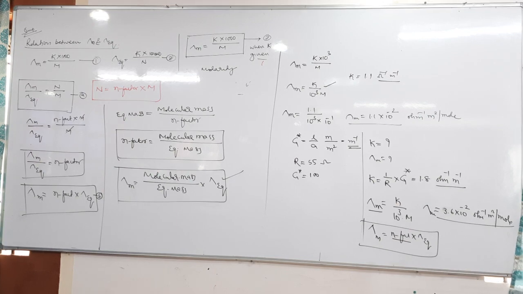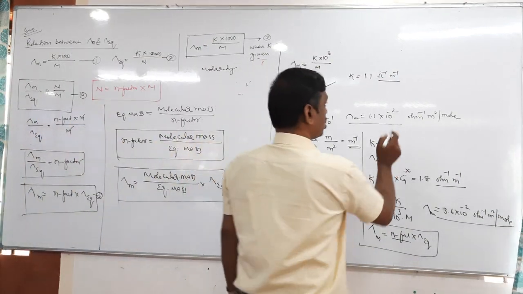So in the data, what are they given? 0.01. Is that molarity or normality? Molarity. And 1500 ohm is the resistance. Okay. What is the cell constant? It means what you have to calculate? G star. And the specific conductivity is given. So therefore, you need to calculate G star, right?